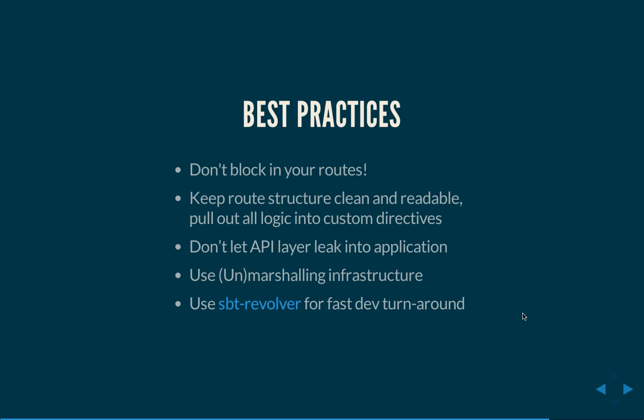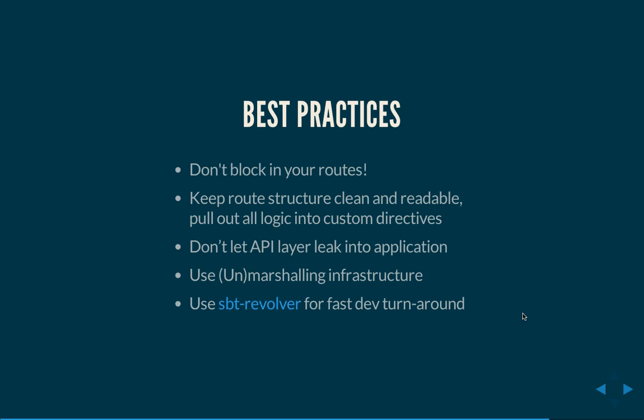It's also good to keep your route structure clean and readable, as we've seen before, because then it's easily maintainable, and even half a year from now you will be able to understand what your API logic really is, because it's split apart into really small things that are plugged together. One more thing: don't let the API layer leak into your application. As we've seen in the architecture overview before, your application shouldn't know about anything HTTP. So it's usually best to create a separate model for your API layer, and have your API layer depend on the application core, but not the other way around.